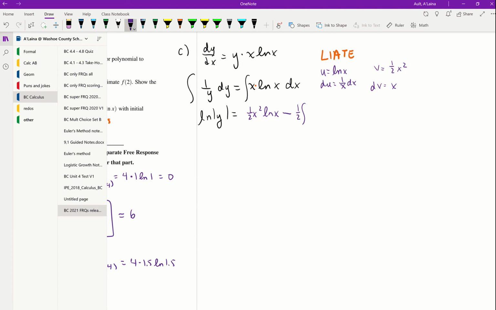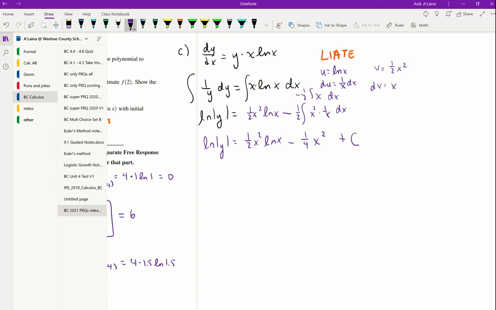I'll pull the 1/2 out front. I've got x squared times 1 over x dx. So the natural log of the absolute value y, I'm not going to mess with that yet. I'm just going to do this integration. So this is really going to simplify to minus 1/2 the integral of x. Okay, if you simplify that. So if I use power rule here again, I'm going to raise the power of 1 to the power of 2 and divide by that. I also have that 1/2 in the front, and this is plus c. And this is plus c.